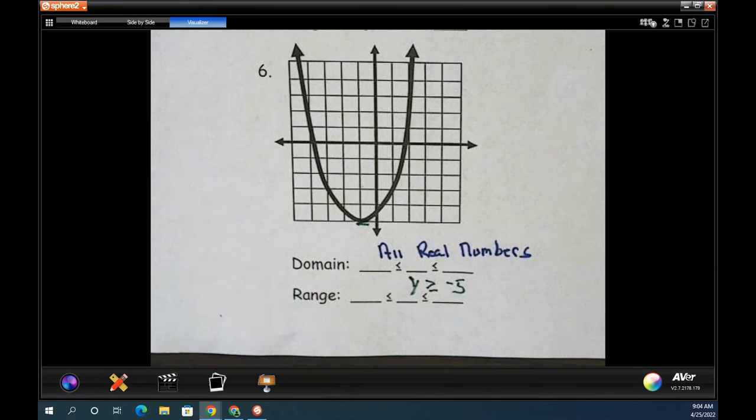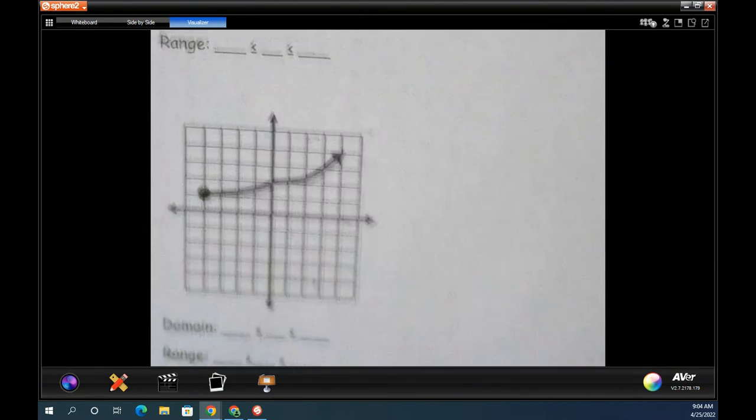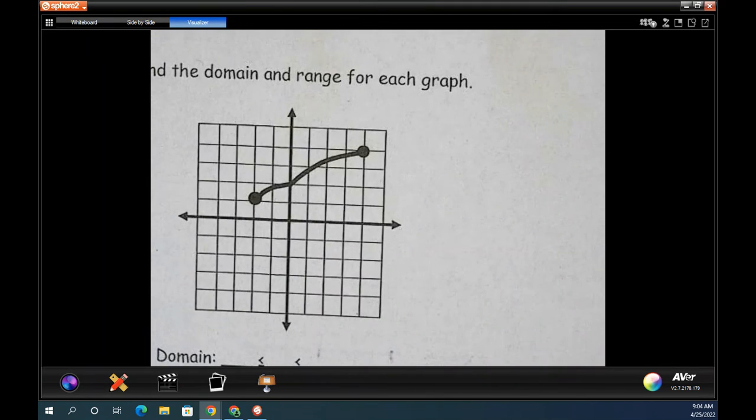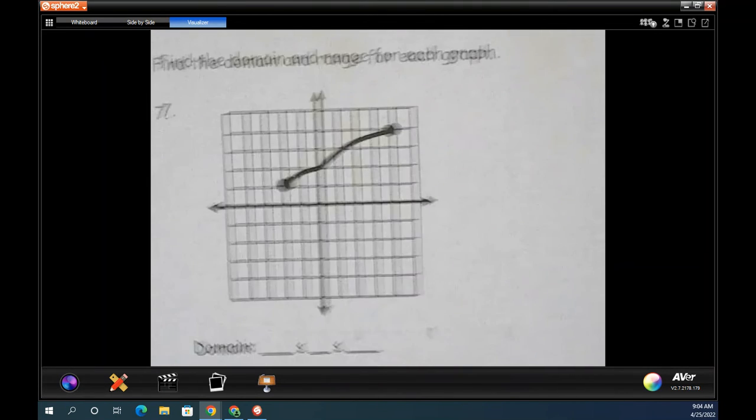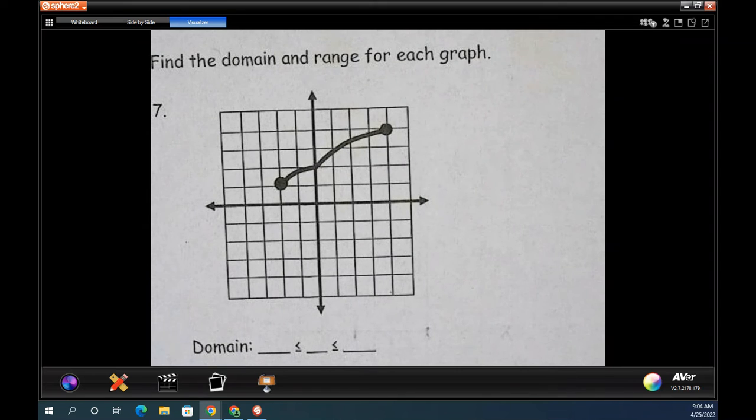I'm going to change pens. All right, flip it over. See if you can find the domain and range of that one. Number 7. Try number 7. Find the domain and range of it.